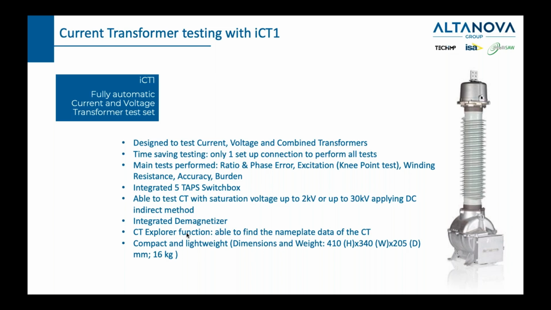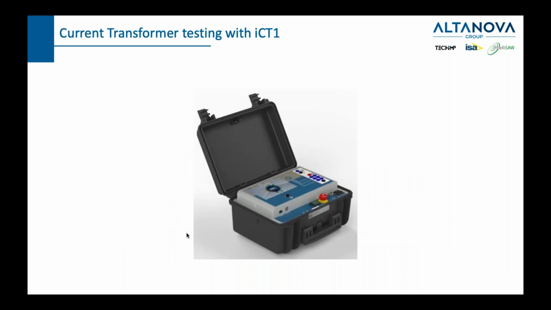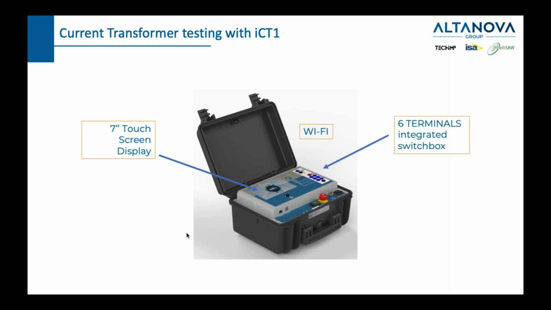The device is lightweight, 16 kilos, it's not very big, and this is the device as shown before. In the device we have Wi-Fi for a connection. We also have a 7-inch touchscreen display. We have 6 terminals, an integrated switch box. Effectively, you can connect 5 taps, but to connect 5 taps, you need 6 connectors. We have an Ethernet port through which we can connect with the device also, and a USB port through which we can download the results or upload some test plans. A rugged case with handle.